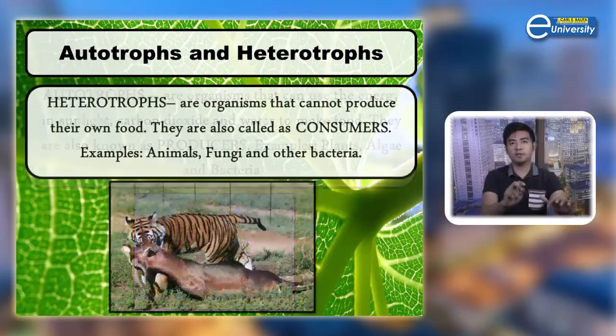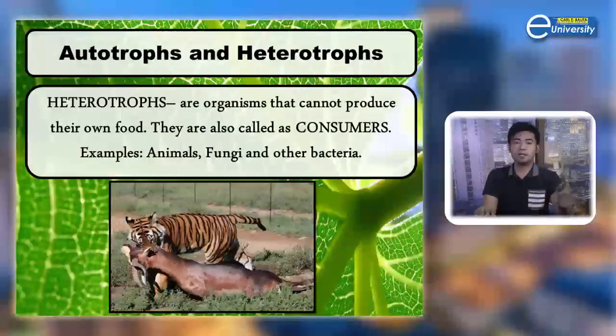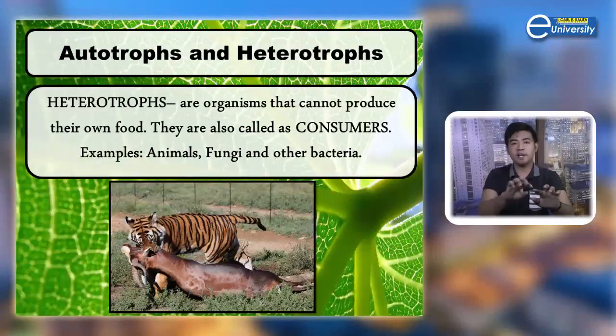Next is the heterotrophs. When you say heterotrophs, hetero meaning other. So they derive their nutrition or food from others. These are the organisms that cannot produce their own food. So they are also known as the consumers. The word consumer means they consume another organism. Examples are animals, of course, the fungi, and other bacteria.